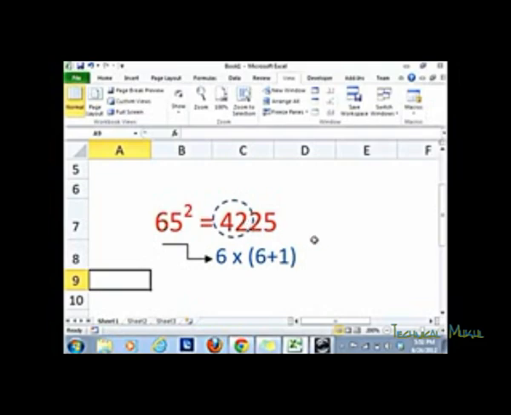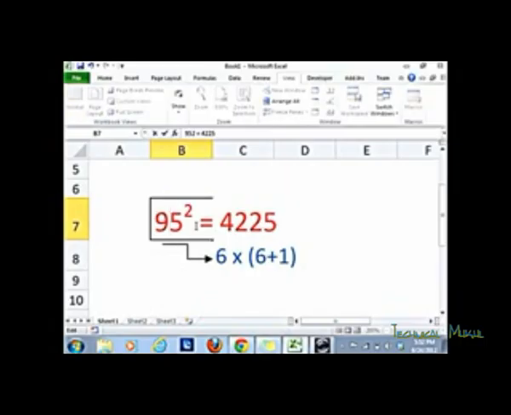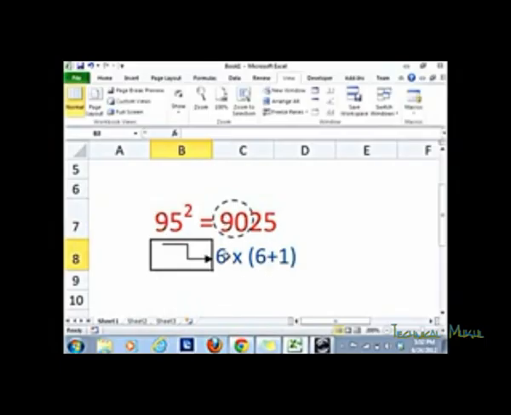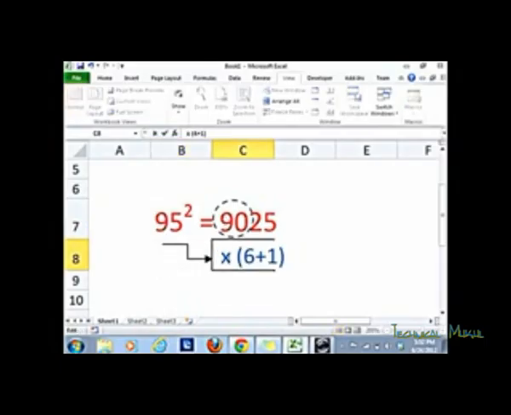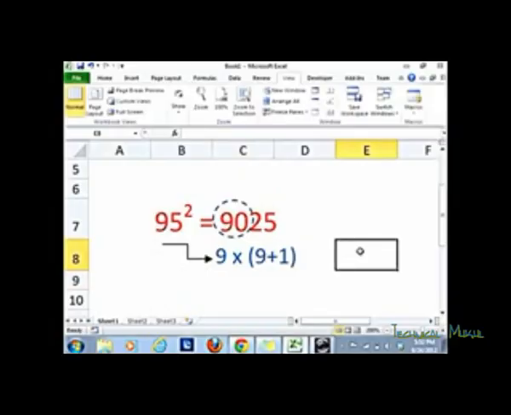So this way we can use, if I have 95 here, then I can say 9, and here I have to put 9 into 10 is 90, so it will be 9025. So here it will be 9 into 9 plus 1. So this is a quick way where we can square any number which ends with 5 without using any calculator and in a few seconds.